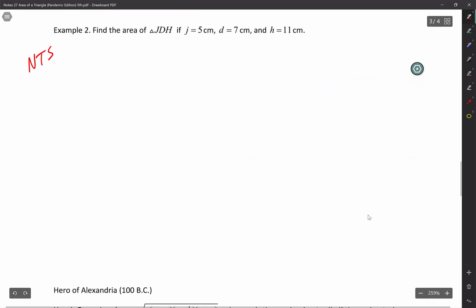And I'm just going to draw some random triangle here. I'm going to call that vertex J, this one D, and this vertex H. So angle J creates little j, so this is 5 centimeters. Angle D creates little d, so this is 7 centimeters. And angle H creates little h, so this is 11 centimeters.